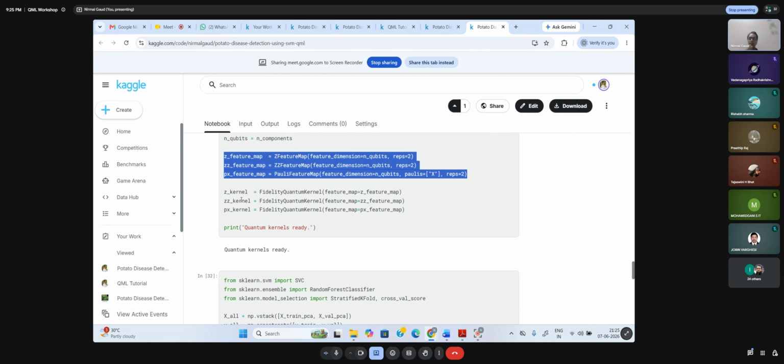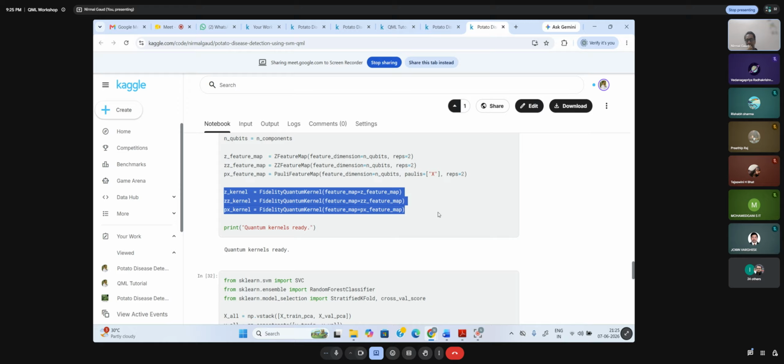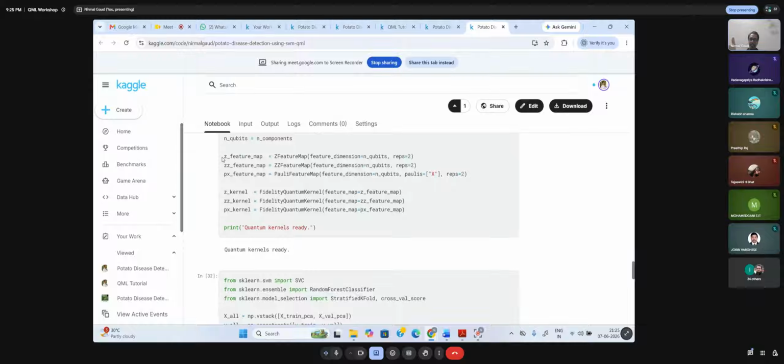These features are projected over the Z kernel, ZZ kernel, and Pauli kernel. Why kernel? Because support vector machine has a kernel where we project the data points. There are different kinds of kernels in SVC, support vector classifier. In traditional machine learning, these kernels are linear kernel, RBF kernel, sigmoid kernel. There are different kinds of kernels present. So what I'm doing here is creating the feature maps.